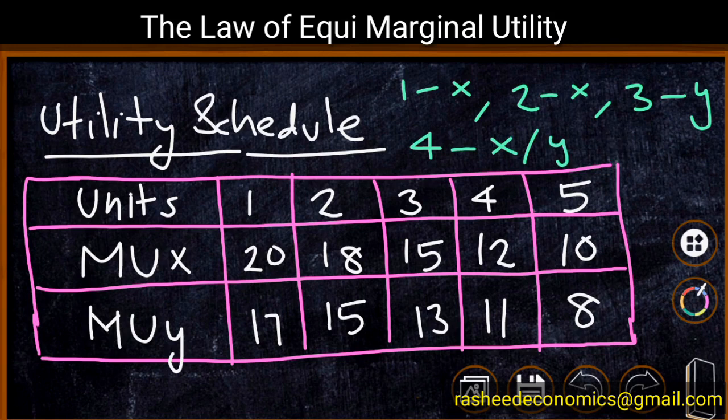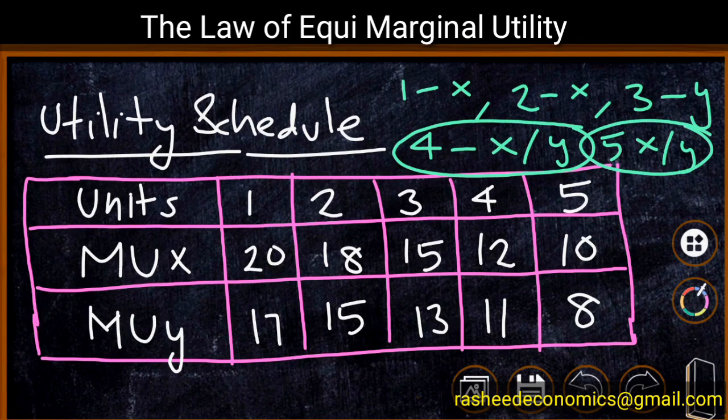Similarly, suppose he has consumed X, then for the fifth unit he will consume Y, and if he has consumed Y, then he will prefer X as the fifth unit. That means the consumer will be in equilibrium by consuming the fifth unit of these two commodities. Suppose the consumer is consuming 5 units, then the marginal utility of X is equal to the marginal utility of Y, and out of these 5 units, 3 units are X and 2 units are Y. Therefore his combination is 3X plus 2Y.